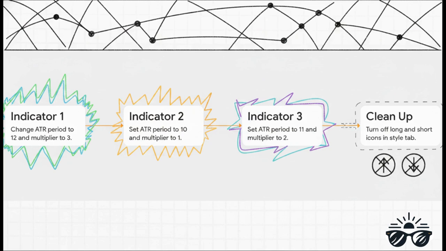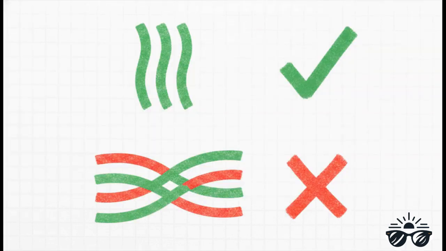Finally, just a quick pro tip to keep things clean, you'll want to go into the Style tab and turn off the long and short icons. Trust me, if you don't, your chart is going to look like a messy Christmas tree. By staggering these exact settings, you're essentially creating a safety net of short, medium, and slightly longer-term sensitivities. And that leads us perfectly to the golden rule for this strategy. You must use strict conditional logic here. If and only if all 3 lines are the exact same color, then you enter the trade.